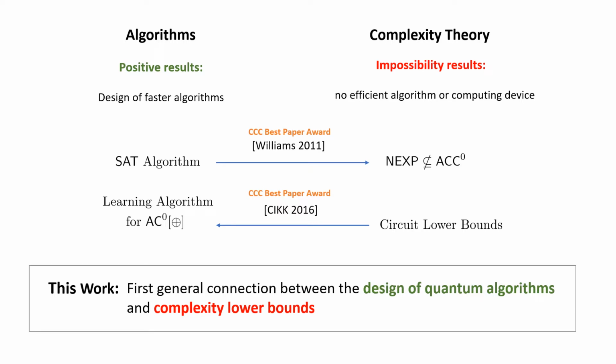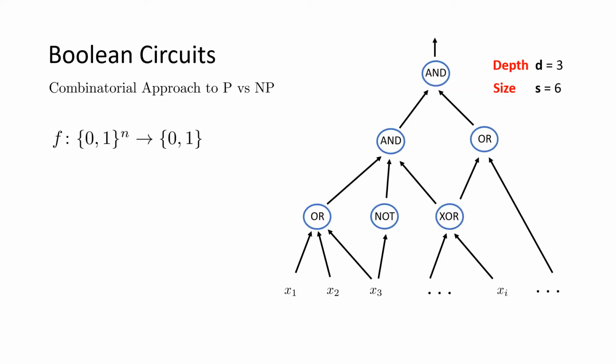Before explaining this connection, let's briefly look at the state of the art in both circuit complexity theory and learning theory. One of the most investigated models in complexity theory is the Boolean circuit. Here we are interested in computing a Boolean function mapping n bits to a single bit. And we represent computation as a sequence of elementary operations known as the gates of the circuit.